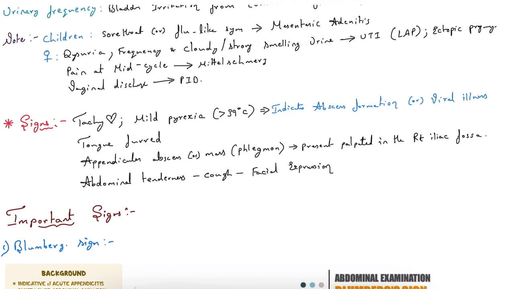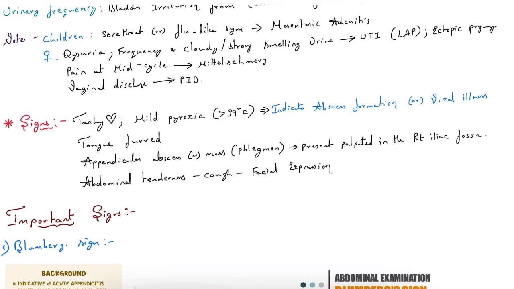If any female comes with dysuria or frequency, and cloudy, strong, urine-smelling urine, we have to suspect urinary tract infection. We have to know the last menstrual period, and we have to rule out ectopic pregnancy. Okay. Then if any patient has pain at mid cycle, we have to think about Mittelschmerz, and if the patient has vaginal discharge, then we have to think about pelvic inflammatory disease.